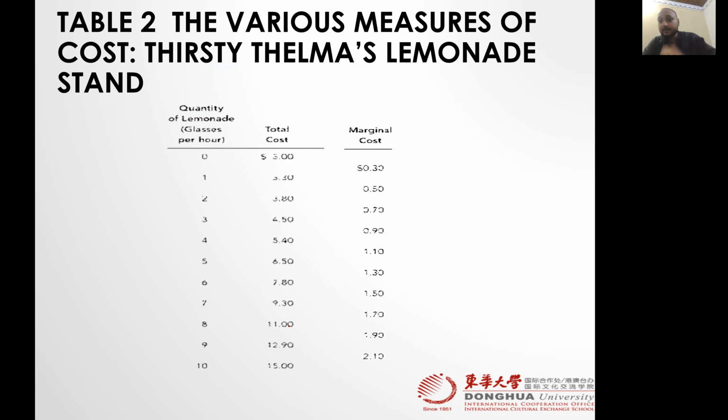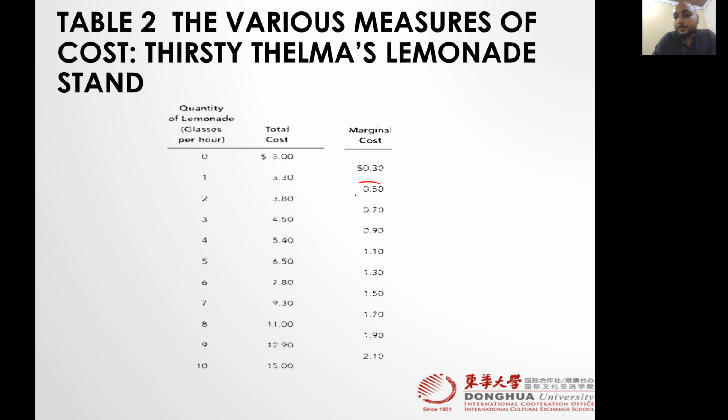But our goal here is to find out the marginal cost. So did you notice something? Marginal cost is written in the middle, not here, right? Because marginal means it is the cost of producing one extra unit. It is in the middle. So don't get confused.